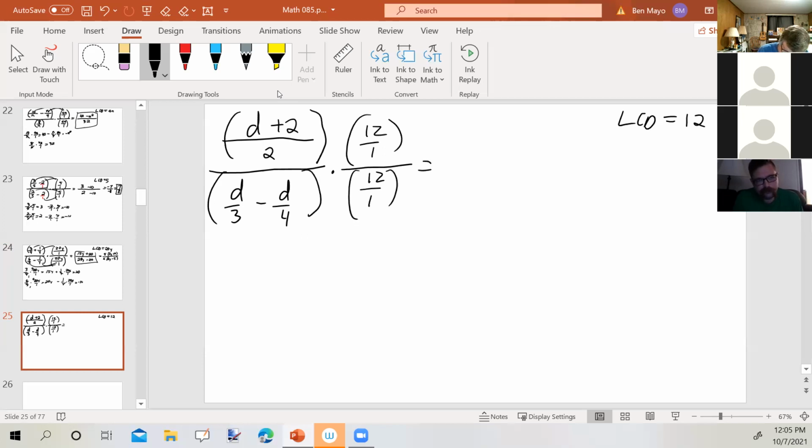Okay, so D plus 2 over 2 times 12 over 1. 12 over 2 is 6. So I end up with 6D plus 12. Okay.